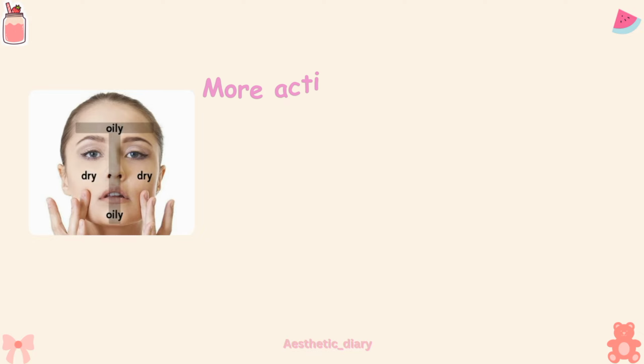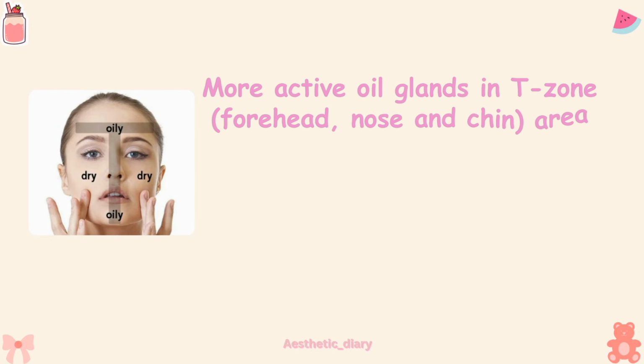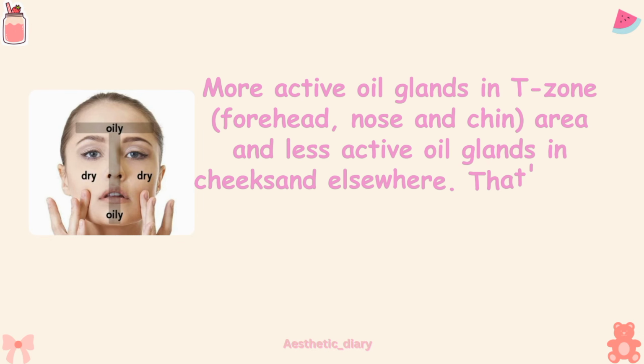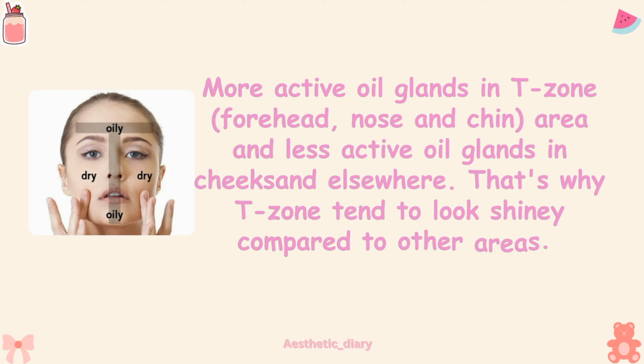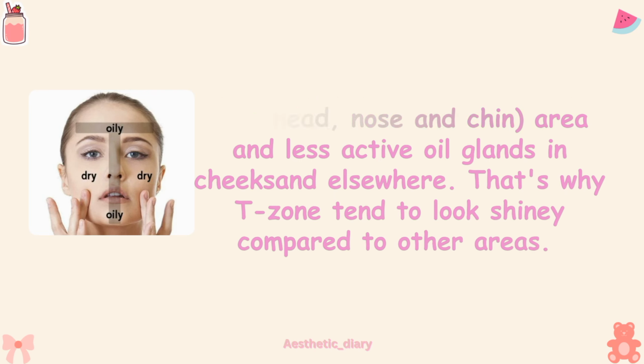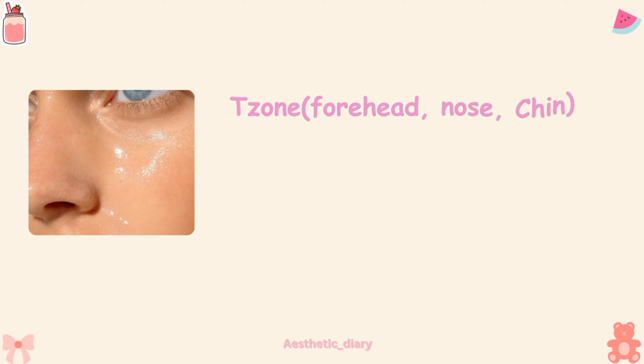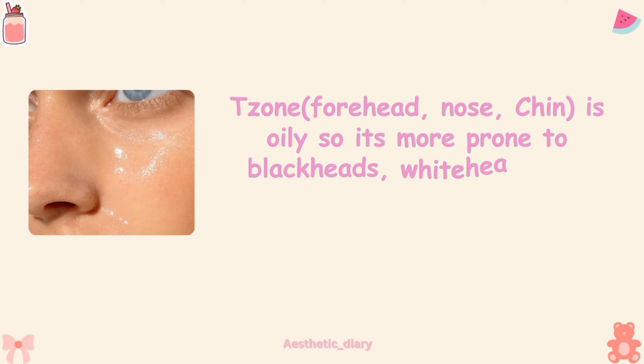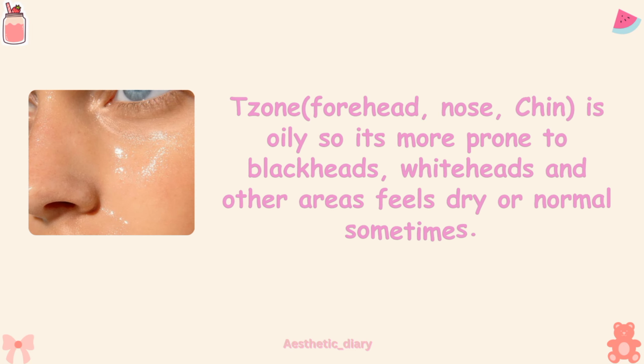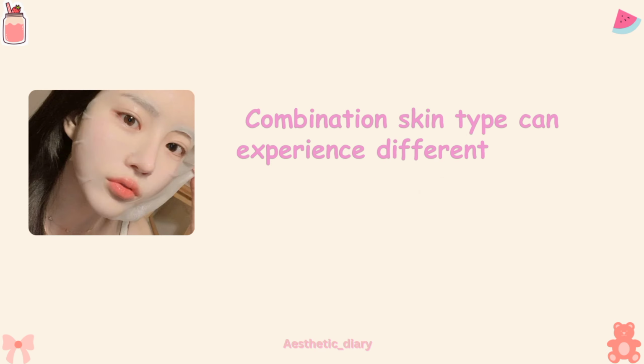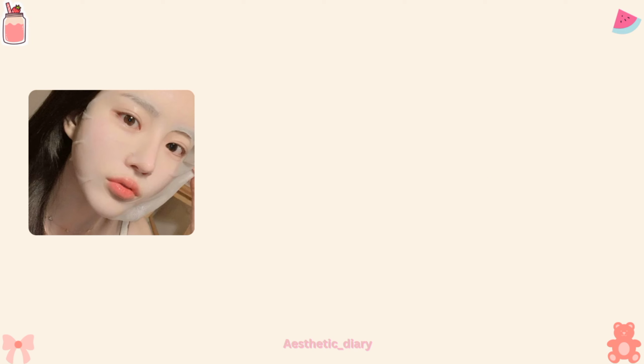Characteristics of combination skin. More active oil glands in the T-zone area, and less active oil glands in the cheeks and elsewhere. That's why the T-zone tends to look shiny, compared to other areas of the face. As the T-zone, like forehead, nose and chin, is oily, it's prone to whiteheads and blackheads, and other areas feel dry or normal sometimes. This type of skin may experience different needs during different seasons.